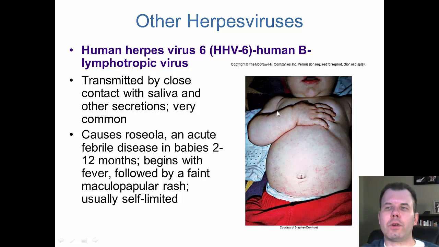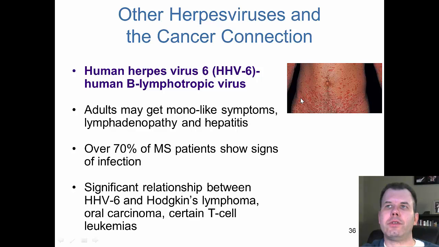So it's kind of all over, and again, in the very young, the immune system's not working very well. It can cause this disease, and again, it spreads from parents to children with close contact. Okay, another one with HHV-6 is the human B-lymphotropic virus. Adults may get mono-like symptoms, lymphadenopathy, and hepatitis.